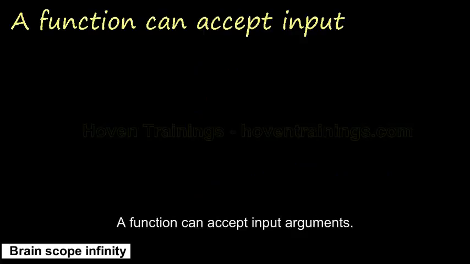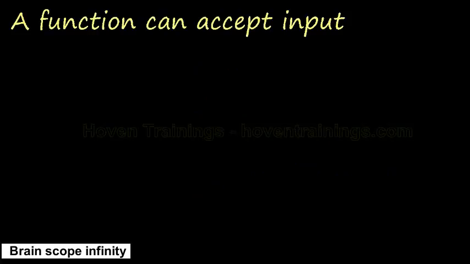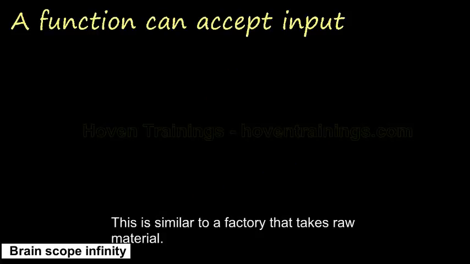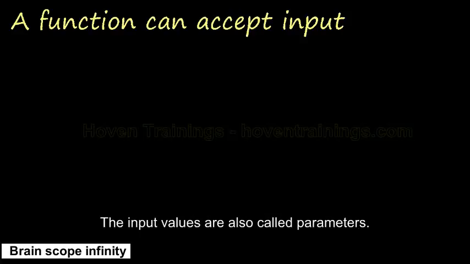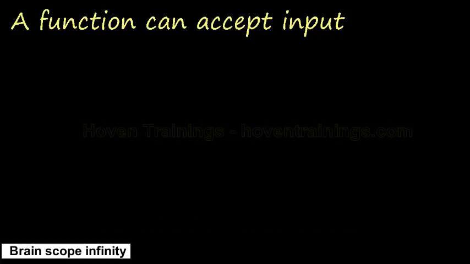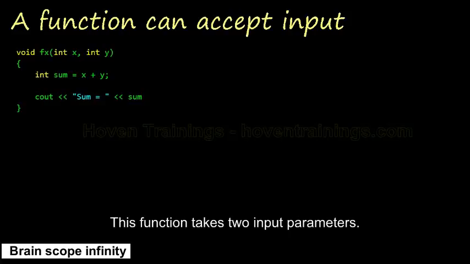A function can accept input arguments. This is similar to a factory that takes raw material. The input values are also called parameters. They are also called arguments. This function takes two input parameters.